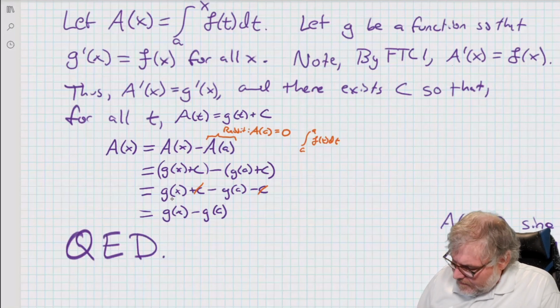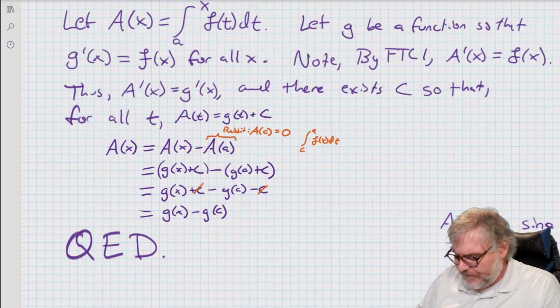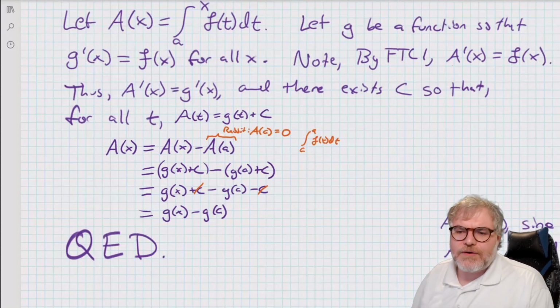And then you just set everything. Here's A of x, you set that to g of x plus c. This is A of a, g of a plus c. You cancel the c's and you're left with g of x minus g of a. So it's a nice little proof.